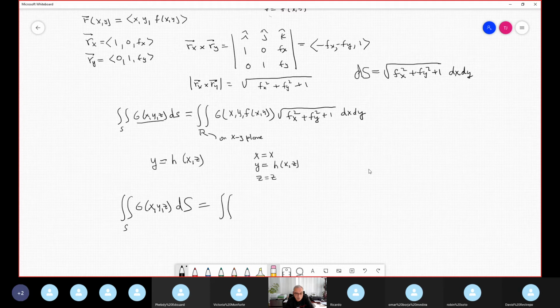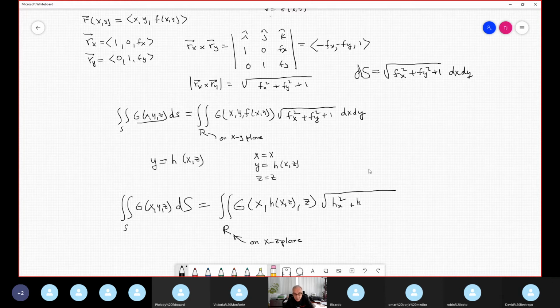It's a double integral in the region R, but this region R is now on the XZ plane. So in the integrand function, X stays the same, Y is h of x comma z, and z is z. And the dS is exactly the same formula, but you differentiate h with respect to x squared, h with respect to z squared.